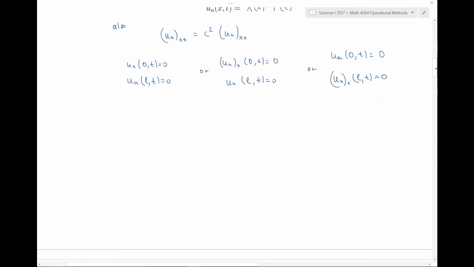So if I plug in X of x times T of t in the differential equation, then I'll get this. Partial derivative with respect to time is only going to differentiate T of t. So X of x times T double prime of t should be equal to c squared times X double prime of x times T of t. Dividing by X of x and T of t, I get the following. I'll also move c squared together with T's.